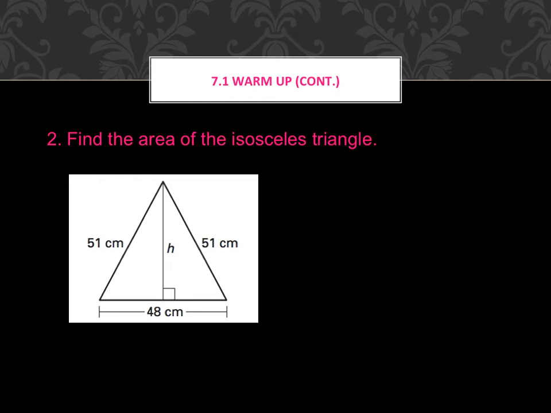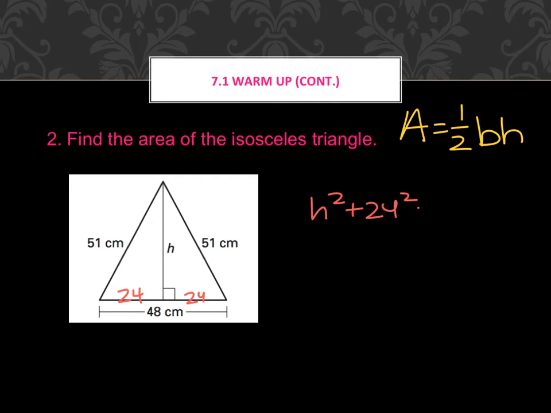All right, number 2 says find the area of an isosceles triangle. So area formula for a triangle is what? 1/2 times the base and height. Good. So I know the base is 48, but what I need is the height. What's true about the isosceles triangles? Why can I do this? Because the sides are equal. Good, so the H is going to hit that 48 where? Right in the middle. So that means that these are 2 triangles. This would be 24 and this would be 24. So then H squared plus 24 squared would equal 51 squared.